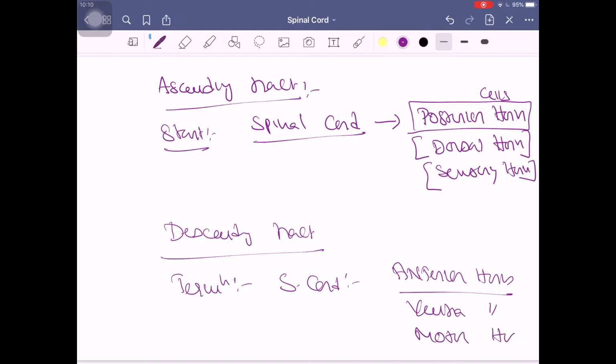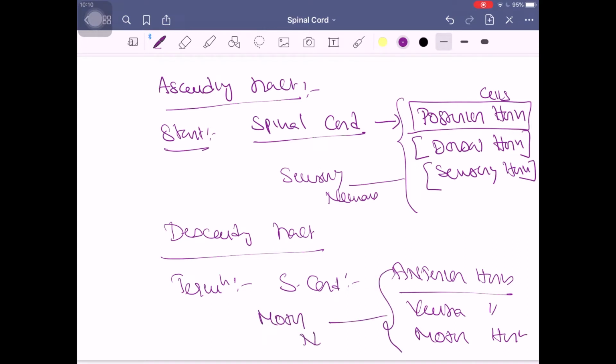So here, in this area, you've got your sensory neurons present, function-wise, whereas here you've got your motor neurons. In the previous class I told you about this, and the motor neurons, again, I told you are of two types, mainly your alpha motor neuron and your gamma motor neuron.